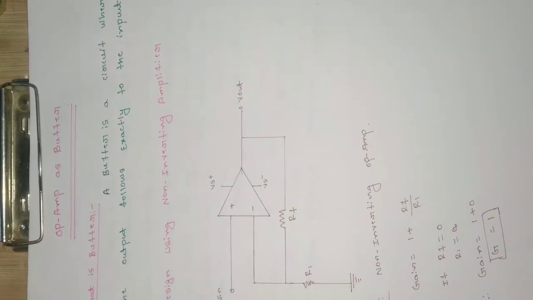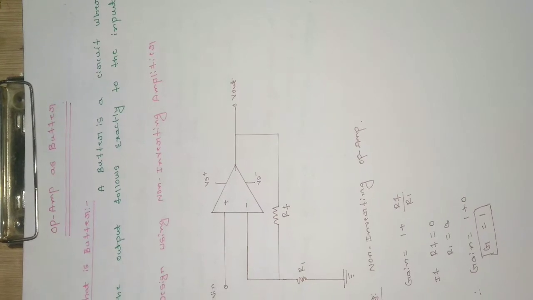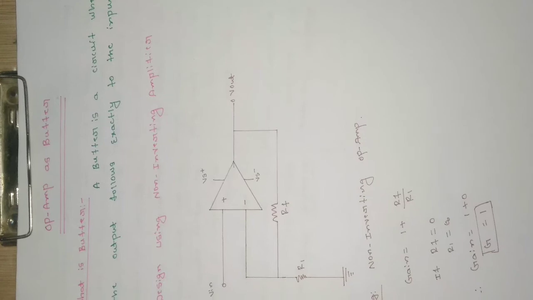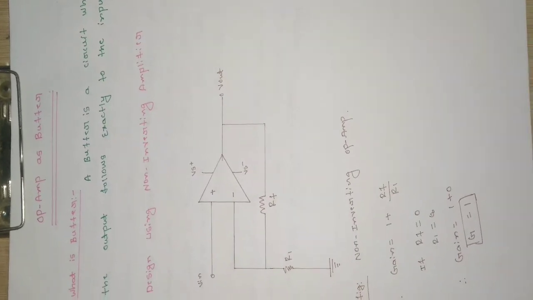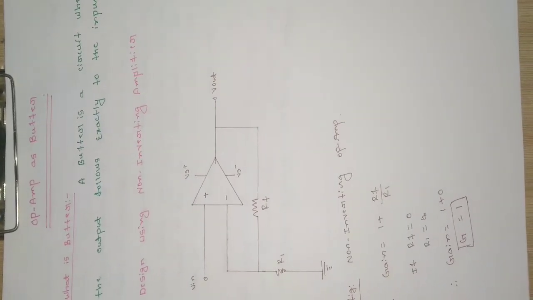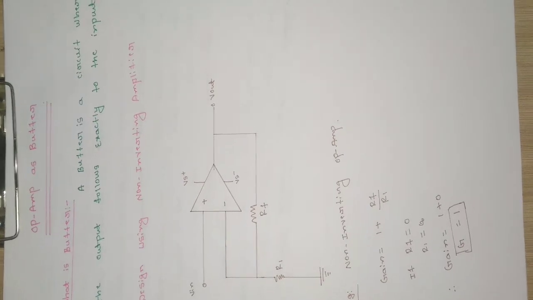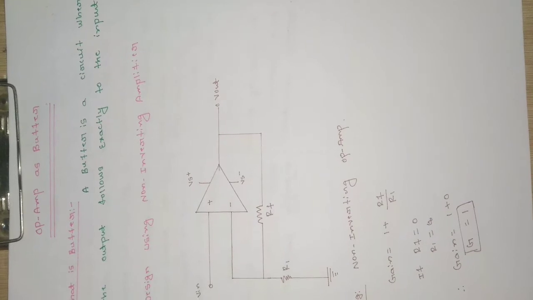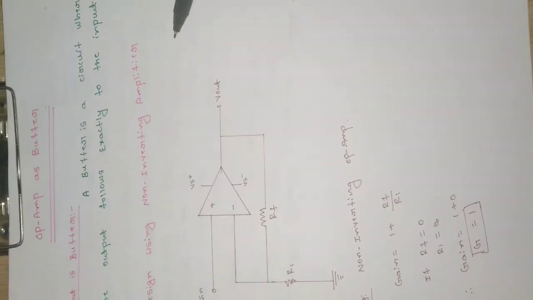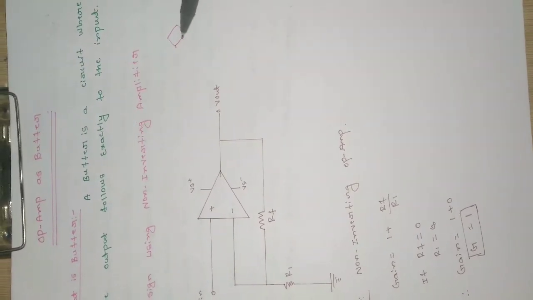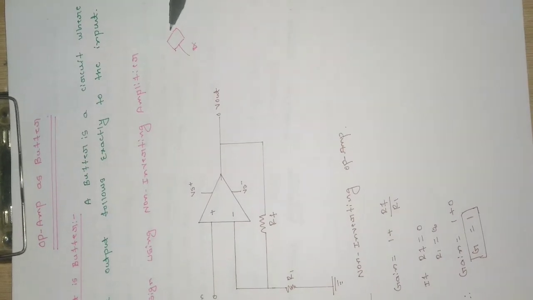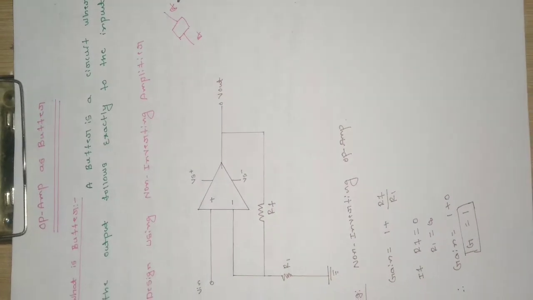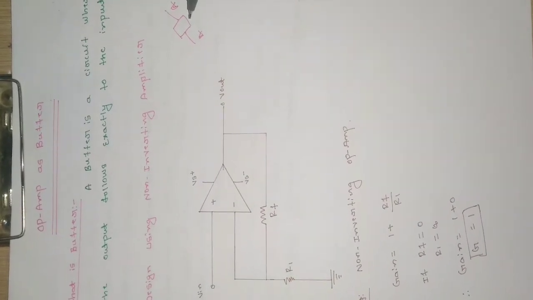So in this video we are going to see how to implement an op-amp as a buffer. So how we can construct a buffer using an operational amplifier. Basically, first we will see what is meant by a buffer. A buffer is a circuit where the output follows exactly the input. So when we give A as the input, it should give A as the output. Input and output are exactly the same. That is the meaning of a buffer.